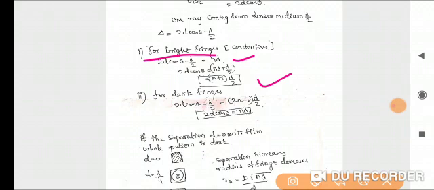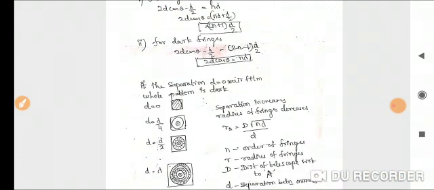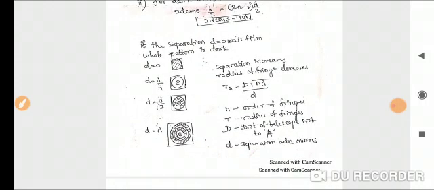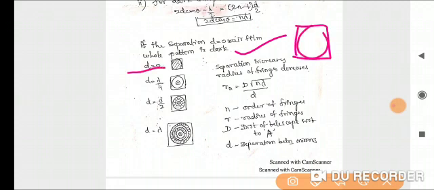The condition for dark fringes: 2D cos theta minus lambda by 2 is equal to (2n minus 1) lambda by 2. We can also write it as 2D cos theta is equal to n lambda. Now you can see that if the separation D is equal to 0, there is no air film, and the whole pattern becomes dark.